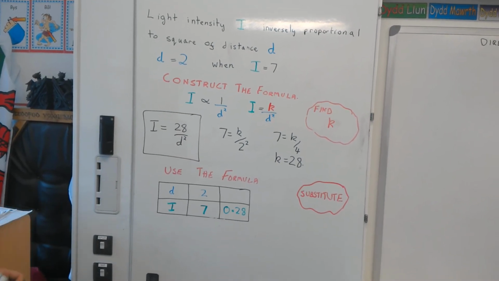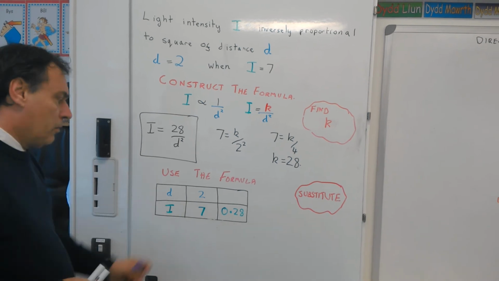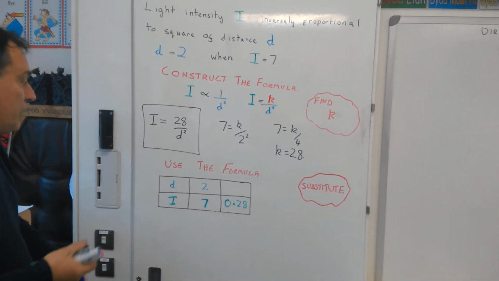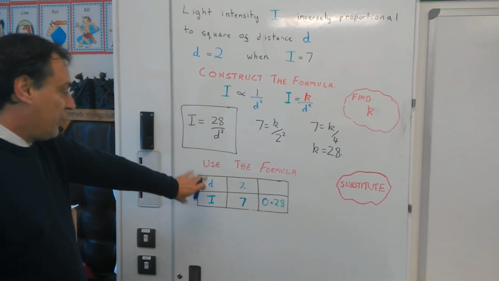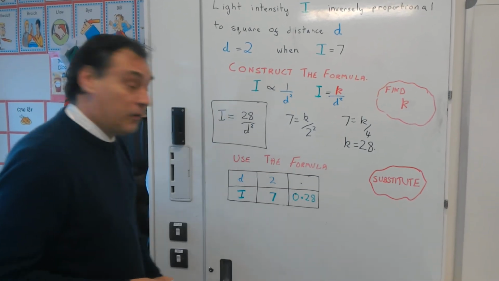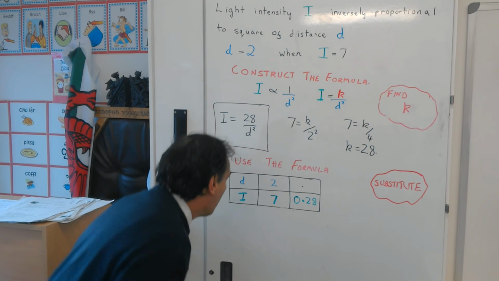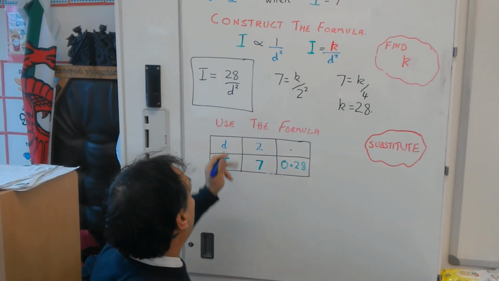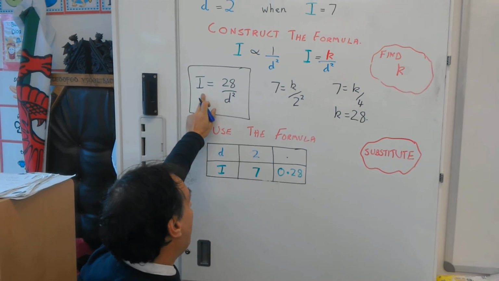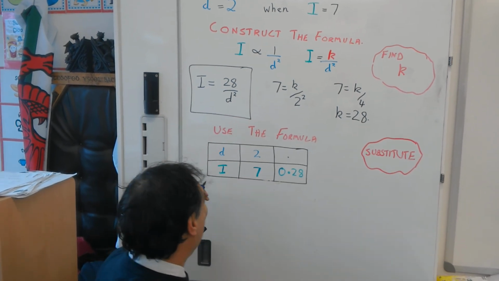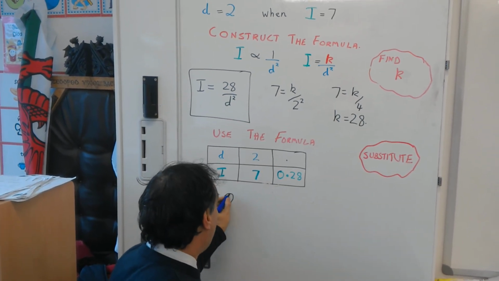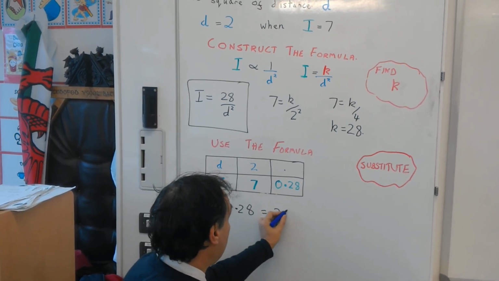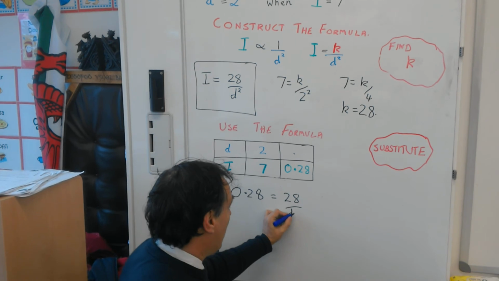Now sometimes they might give you a table, rather than asking you to find out what k is, what I is when d is this. Sometimes they might just say in the table that you need to find that. So we've got to find d when I is 0.28. We use our formula, I is equal to 28 divided by d squared. In this case, I is 0.28, and that's equal to 28 over d squared.